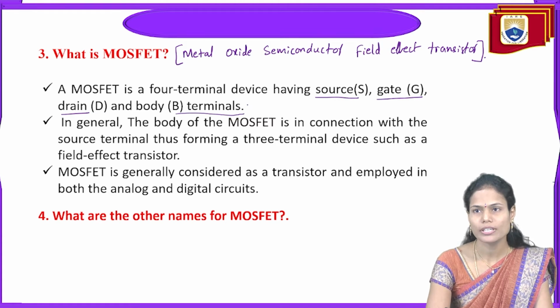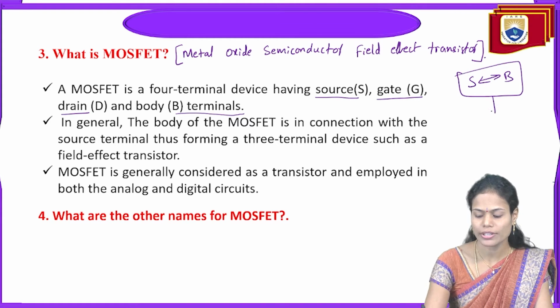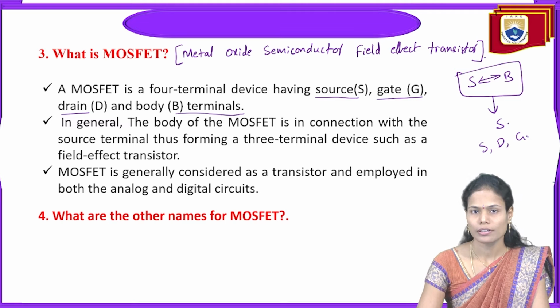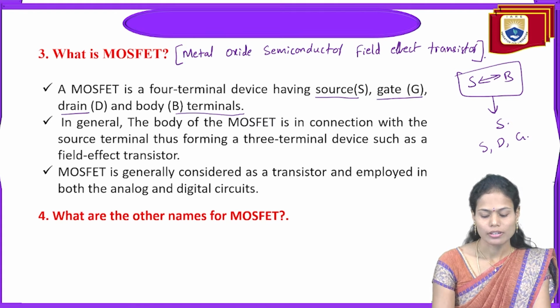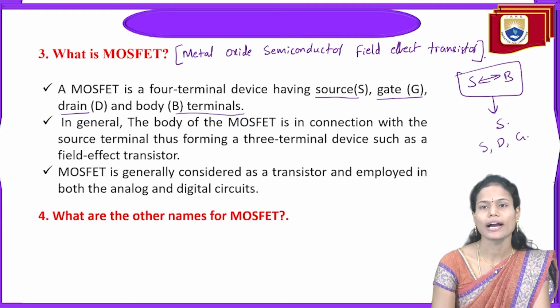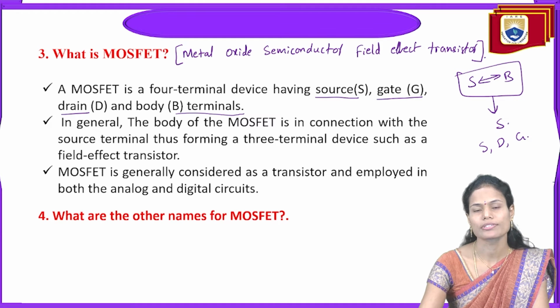But in most cases, we tie both the source as well as body terminals and make it a normal source terminal here. So again it has source, drain and gate terminals. So we can indicate by using 4 terminals or 3 terminals in the case of MOSFET. Okay, it is also one type of transistor and we can utilize it for analog circuit as well as digital circuit design. So the function of all the FETs is the same here. They can be utilized for amplification as well as for switching purposes.